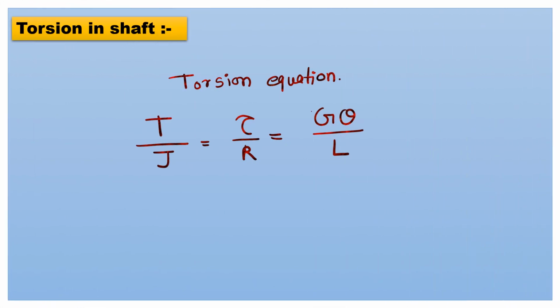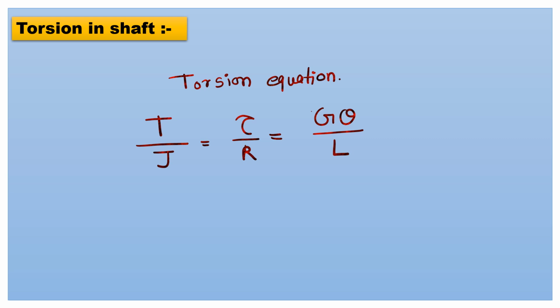Then next is torsion in a shaft. So a shaft is the machine element which is used to transmit energy from one form to another, like by twisting or by torsion. So this is the formula to calculate the torsion: T by J, where T is the torsional moment, J is the polar moment of inertia, tau is the torsional shear stress, R is the radius, G is the shear modulus, theta is the angle of twist, and L is the length.